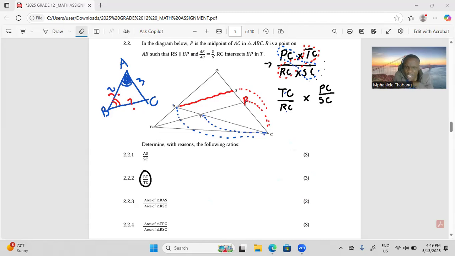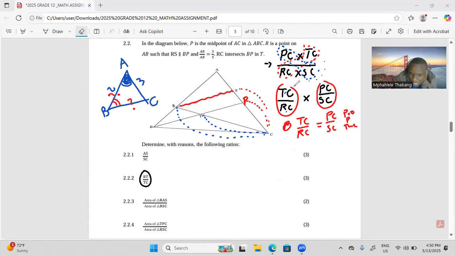This is the proportionality theorem. You might not get this one, guys. Please take your time and observe carefully on triangle RSC. You will see that TC over RC is equal to PC over SC if you are applying the proportionality theorem. So since these two are equal, let's just state this: TC over RC equals PC over SC. Give a reason, the proportionality theorem, and you must also name the parallel lines there.